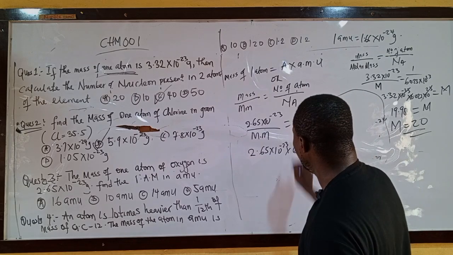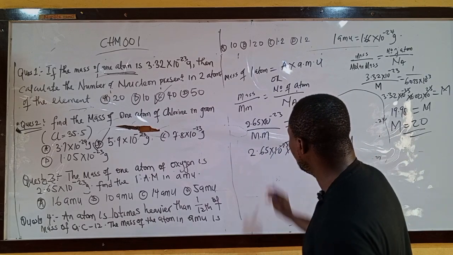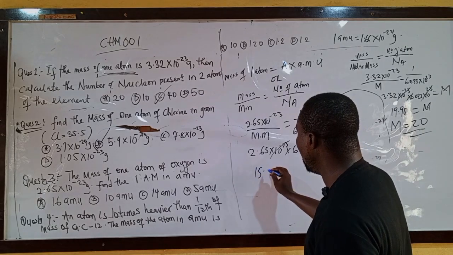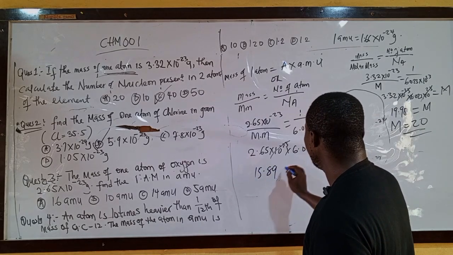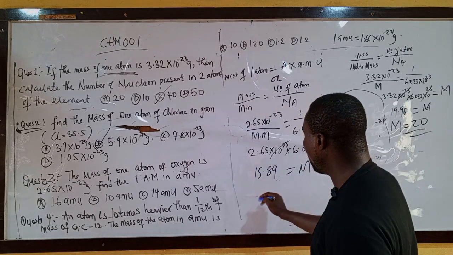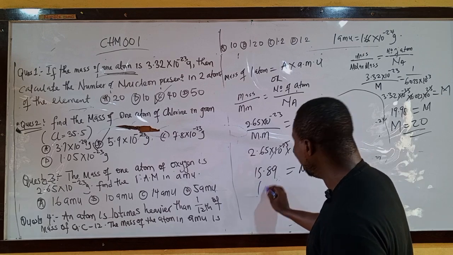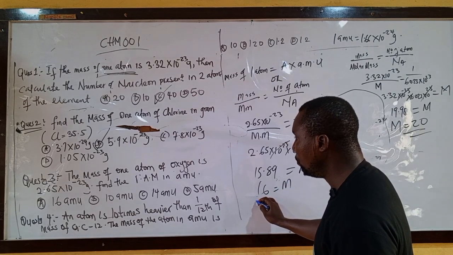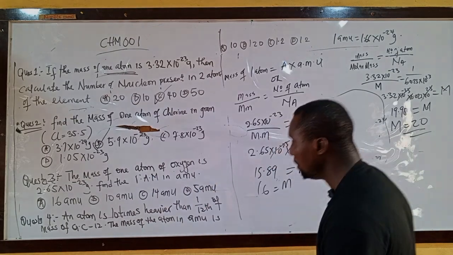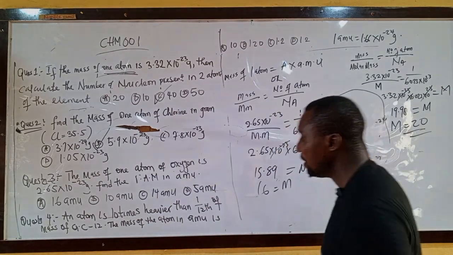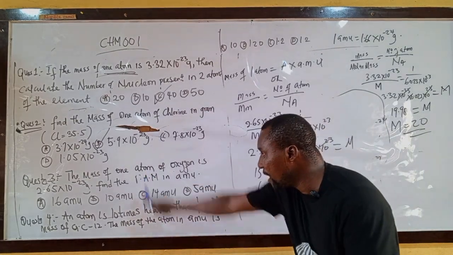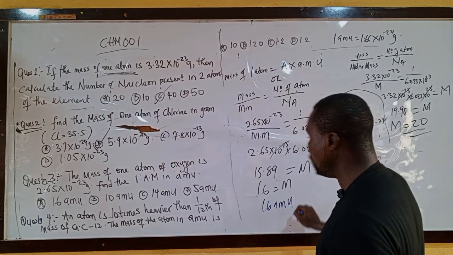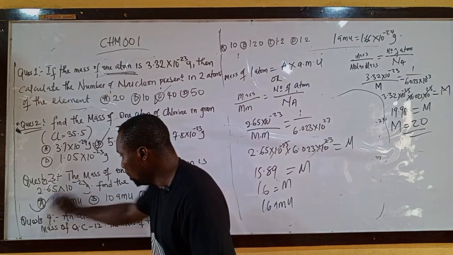And what happened? This cancels this. You have this one times this one, you have 15.89 equal to the molar mass. Therefore, approximately, you have 16. That means the relative atomic mass in atomic mass unit is 16 AMU. Option A.